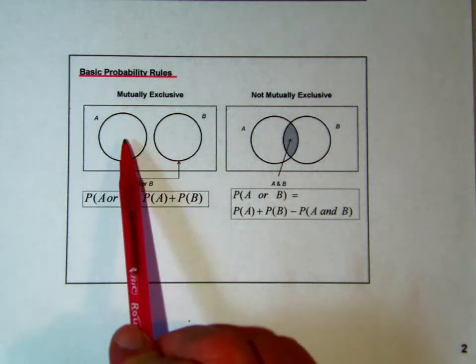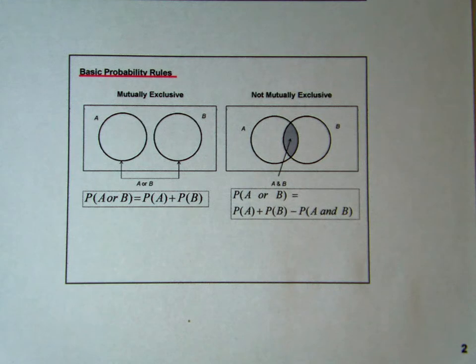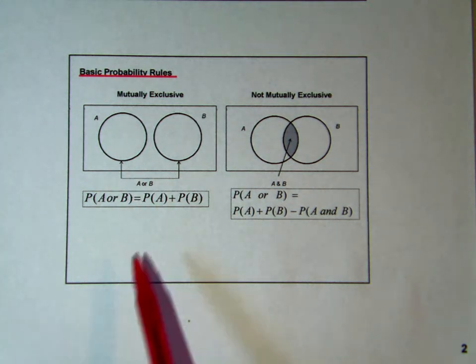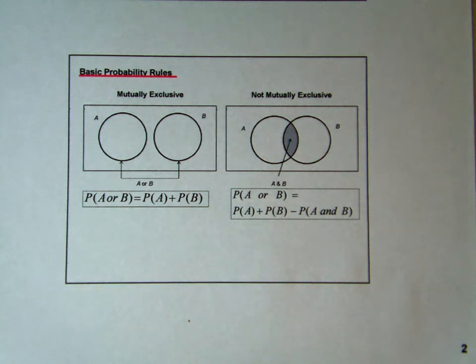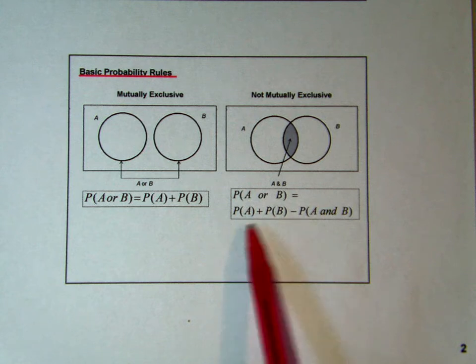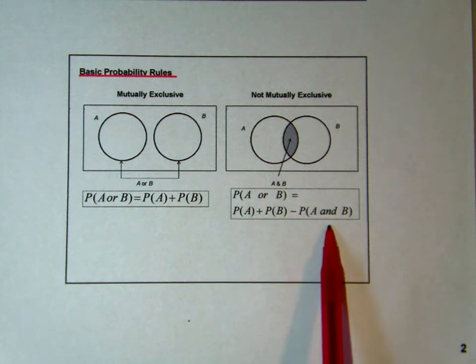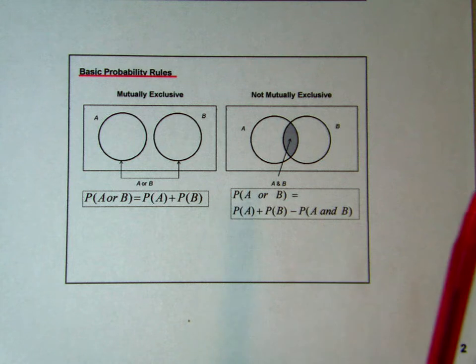So if you have two events that are mutually exclusive, that means they can't both happen at the same time, and you want to find the probability that A or B occurs. Well, here it is: the probability of A plus the probability of B. You're going to add those two individual probabilities together. Now it's possible that A and B are not mutually exclusive, meaning they share something in common. So the rule for this is you're going to add up the two individual probabilities, and then you're going to subtract off the AND, or what they share in common.